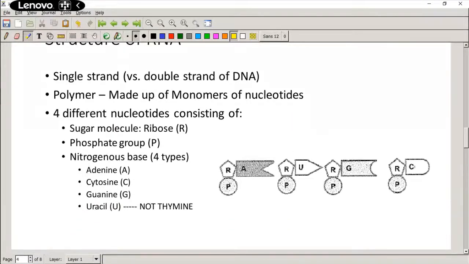It's a single strand, unlike the DNA, which is a double strand. It's a polymer. It makes long strings of nucleotides. It's made up of monomers called nucleotides, and it contains a ribose sugar, not a deoxyribose like in DNA. It contains a phosphate group, and it contains one of four nitrogen bases: adenine, cytosine, guanine, or uracil, not thymine. Thymine is only found in DNA.